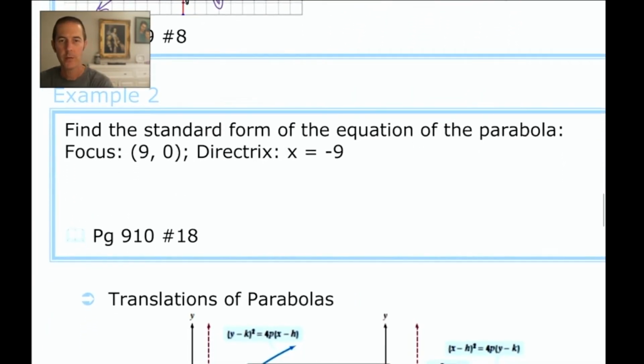Find the standard form of the equation of the parabola. So our focus is at 9, 0. I'm drawing just a quick little diagram here. Focus is at 9, 0. Directrix is at -9, which means that the vertex of my parabola has to be halfway between the directrix and the focus. Has to be.